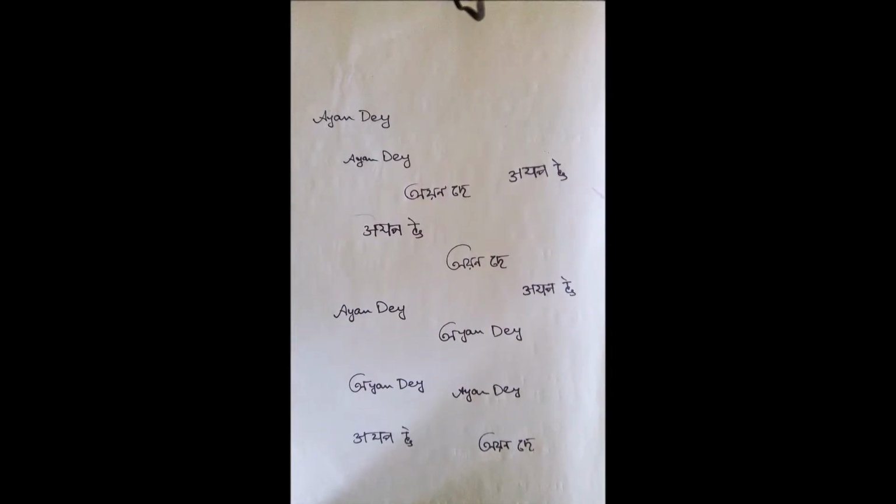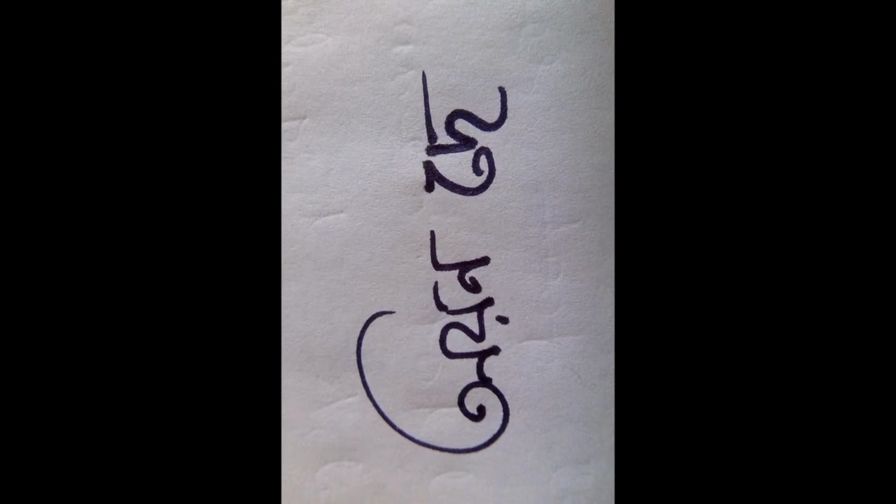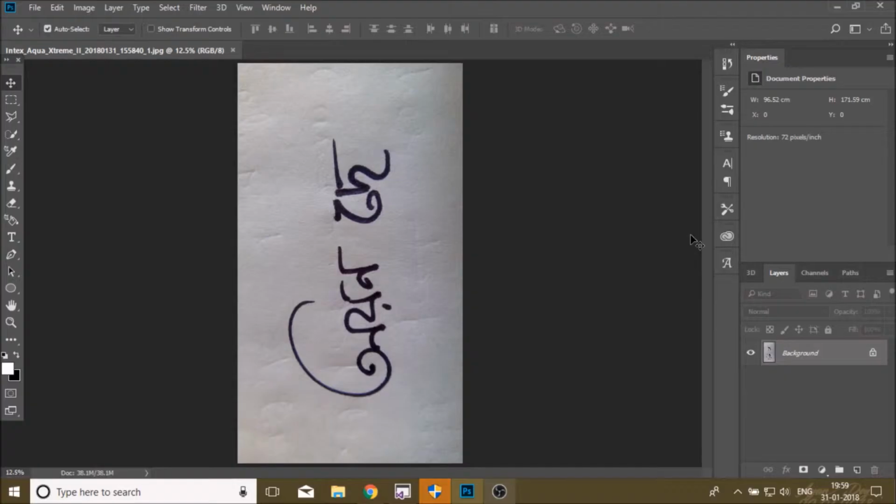At first, sign on a white paper and click a photo of your signature. For better results, you can scan it. Now open the image in Photoshop.